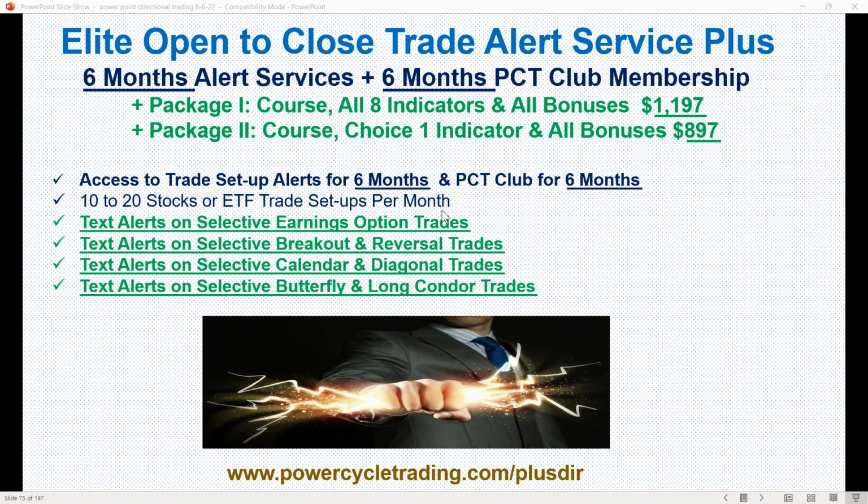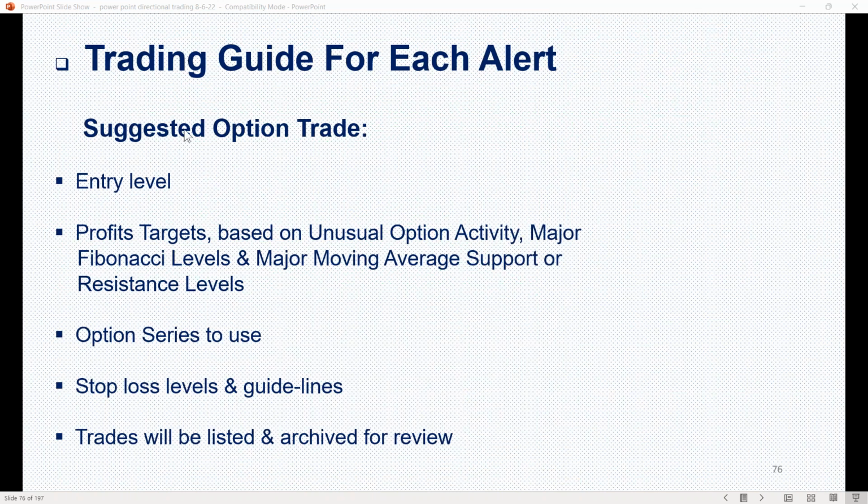Okay, so that pretty much covers it. So you'll get for 6 months, 6 months of the trading club, my earnings alerts, breakout alerts, calendar diagonals, and butterflies. So when I send out an alert, some members just do their own thing, but I'll always give you a suggested option trade based on that market pattern or what I'm seeing. So you get the suggested option trade, entry price levels, price targets based on unusual option activity, what option series to use, stop loss levels, guidelines.